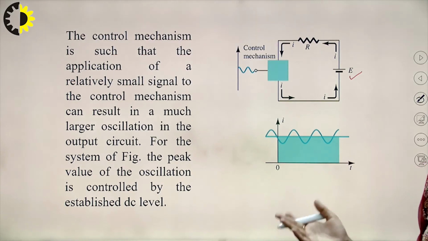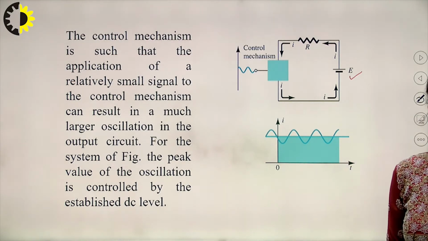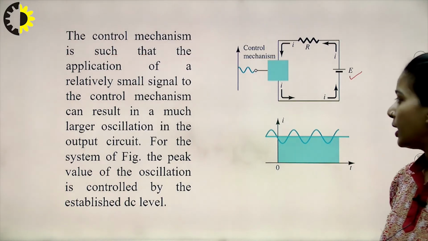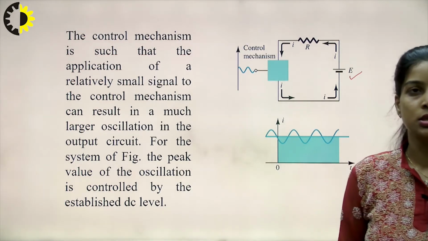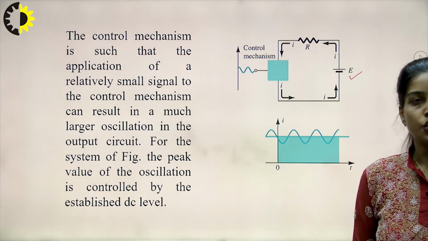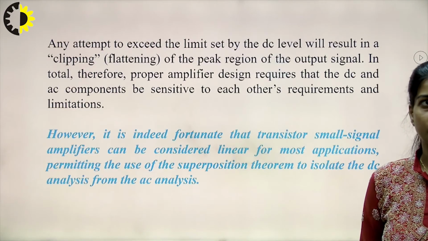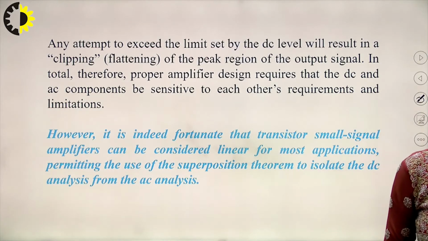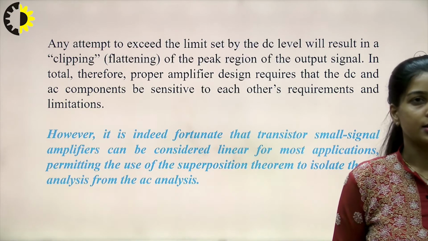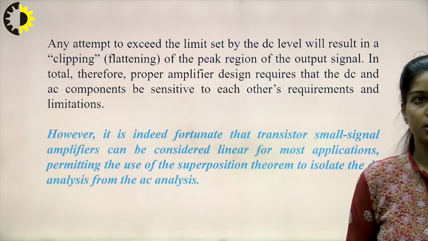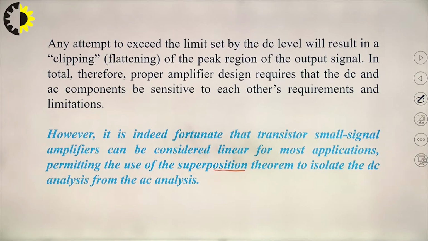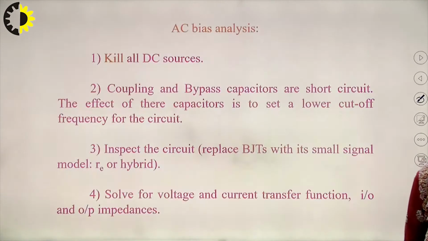For the system shown in the figure, the peak value of the oscillation is controlled by establishing the DC level. Whenever the peak level goes beyond a defined level, this DC level limits the oscillation to the defined values. It is fortunate that a transistor small signal amplifier can be considered linear for most applications, permitting the use of the superposition theorem to isolate the DC analysis from the AC analysis.